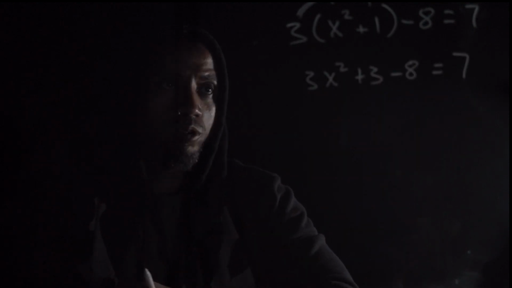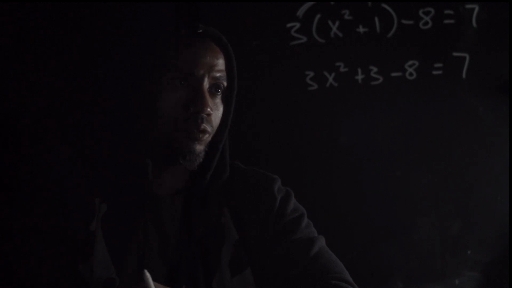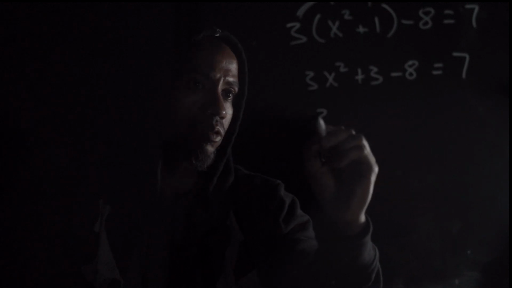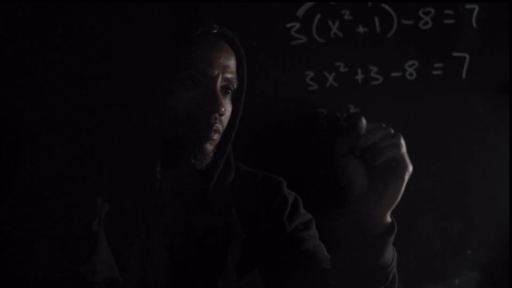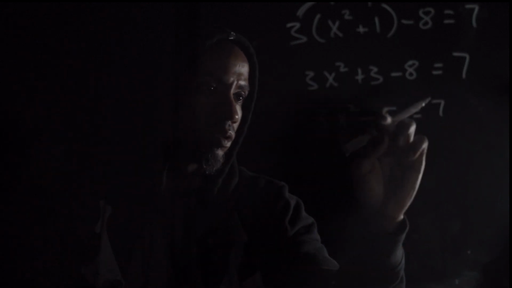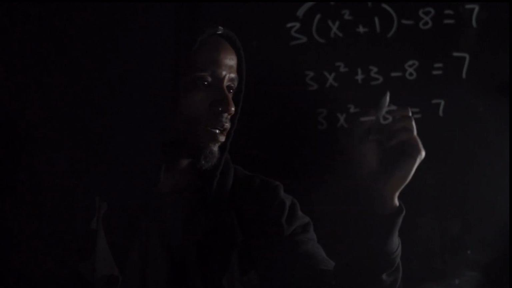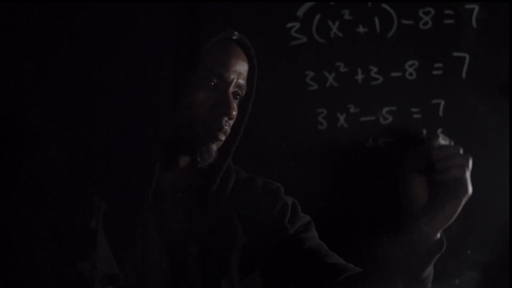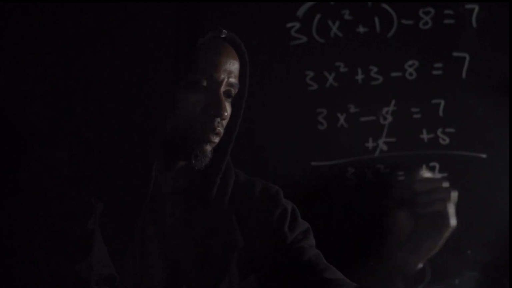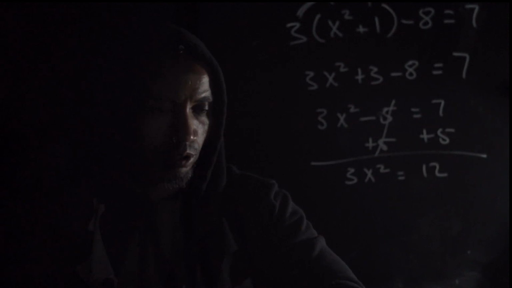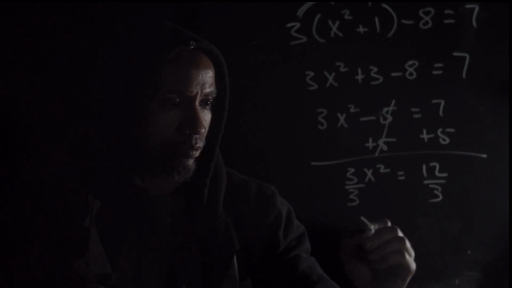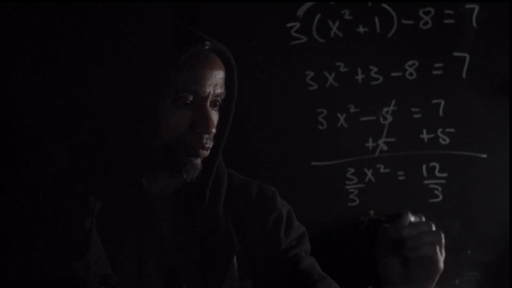Notice we handle it a little differently because we have the x squared inside the parentheses. Now we have 3 minus 8, which is negative 5, so 3x squared minus 5 equals 7. Getting a little closer. Now we're going to add 5 to both sides. So now we have 3x squared equals 12. A little bit closer. I'm trying to get x alone, so we're going to divide by 3. And then we have x squared is equal to 4.